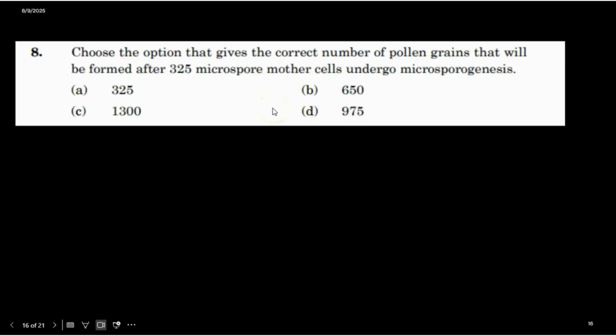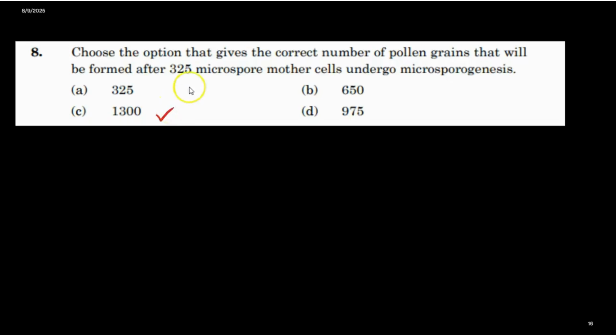This is one easy question where 325 microspores are given. We have to find out how many pollen grains will be formed. Pretty easy question. You just have to multiply by 4. If microspores are given and the number of pollen grains is to be calculated, just multiply by 4. You will get the answer 1300, right?